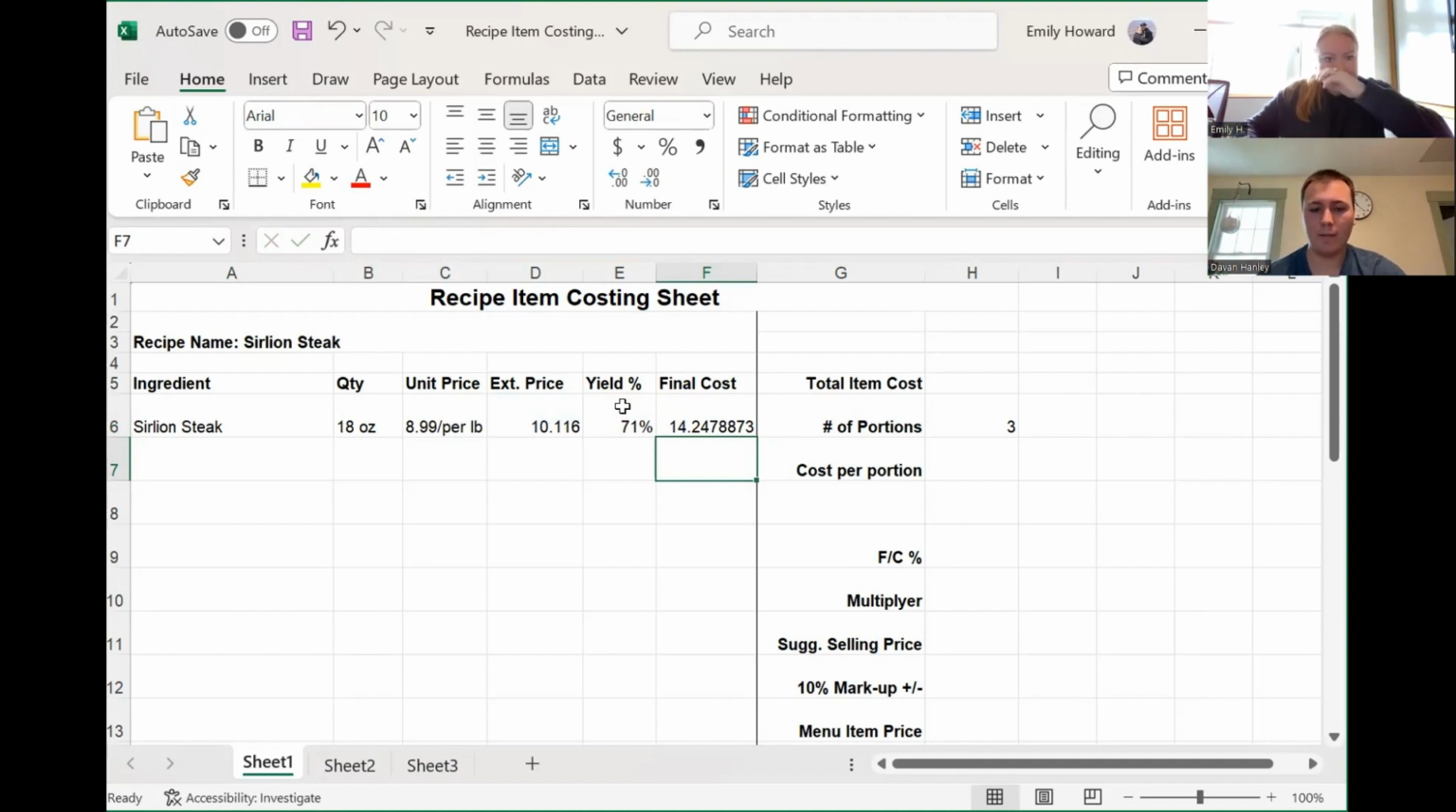Yes. Okay, so if you ever do your yield percentage and your final cost is less than your extended, you did it wrong, because the purpose of a yield percent is to make up for the loss. So your final cost should always be more. Final price is lower than extended price, you did it wrong. Your final cost should always be more than your extended if there's a yield percentage loss. Okay.